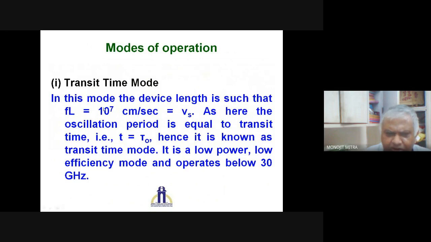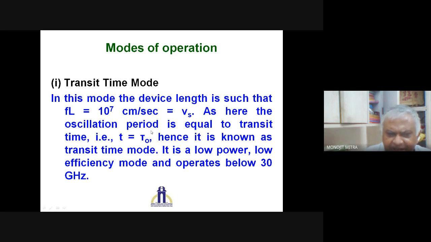And Vs, I told you, is the value which is called the maximum or saturated velocity. You will keep this value in mind, because in many problems related to the device, people will not give you this value, or in your problem the values will not be given. You have to put the value as and when required. Now, as I told you, when you use this diode to produce an oscillator, oscillation will develop. Then automatically the oscillation period is equal to the transit time period.